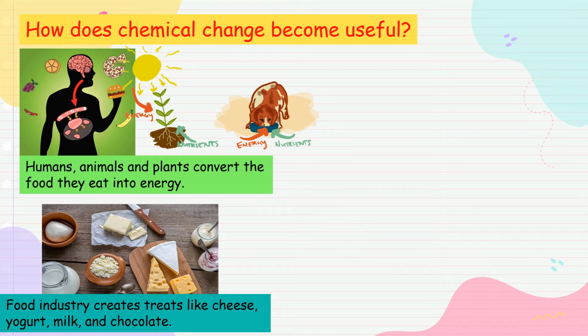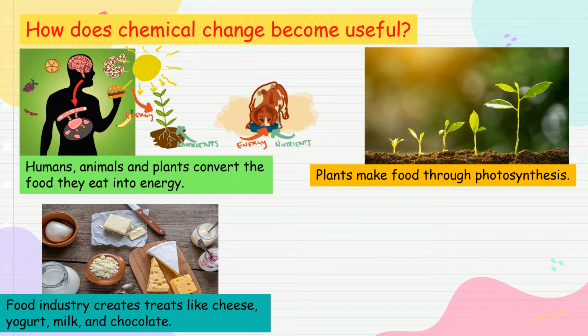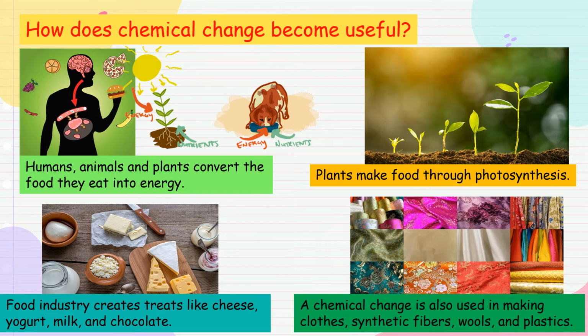The food industry also makes use of chemical change to create yummy treats such as cheese and milk. Plants undergo a chemical reaction called photosynthesis to combine carbon dioxide and water to form glucose or sugar. This sugar becomes their food. Ripening of fruits also requires chemical change. A chemical change is also used in making clothes, synthetic fibers, wools, and plastics.